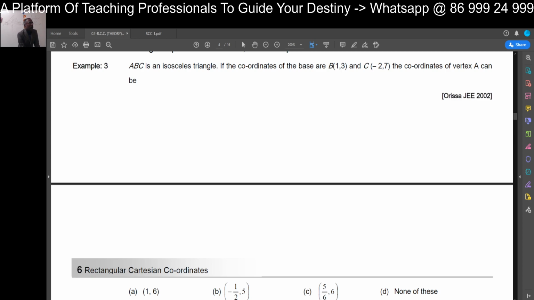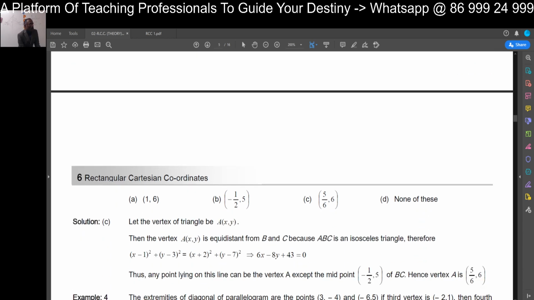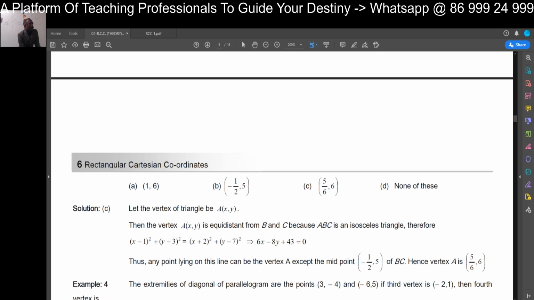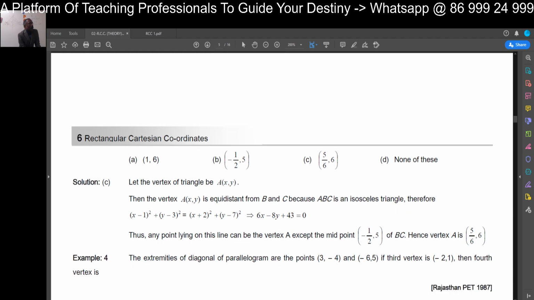So how did he do it? Let us check it out. They are using the distance formula only. Let the third vertex be A (x, y), and B and C are given. So AB square is equal to AC square. By simplifying that, you get this line equation. The third vertex must lie on this line.